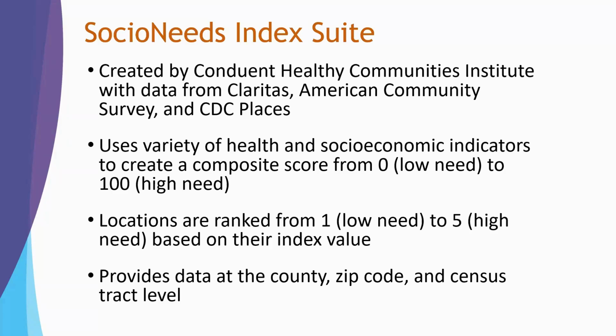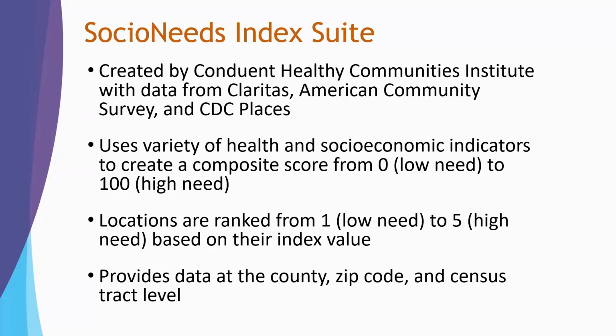Unlike traditional population-based data, which comes from the census, they use Claritas data, which is a large, continuously collected database used for marketing. Claritas provides more up-to-date, detailed, and granular population data. So what they've done is they've used a variety of health and socioeconomic indicators to create a composite score from 0 to 100, low to high, based on the value of these indicators.